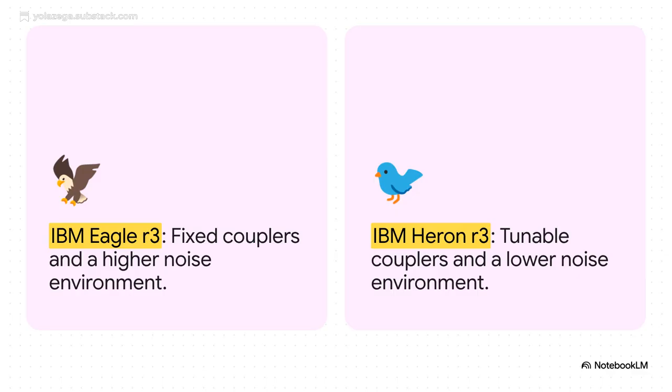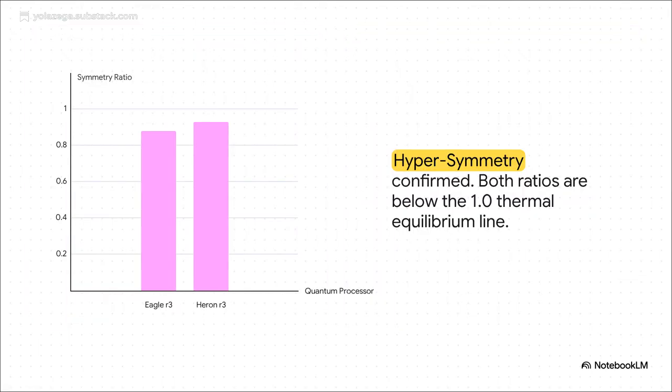The thinking is, if this effect is real physics and not just a quirk of one machine, it has to show up on both. And what do you know? It did. The Eagle chip gave that 0.88 result we saw. The newer Heron chip measured 0.93. Now, yeah, the numbers are slightly different, but that's not the point. The point is that both are clearly and decisively below that critical 1.0 line. This proves it. The effect is real, and it's not tied to one specific piece of hardware.